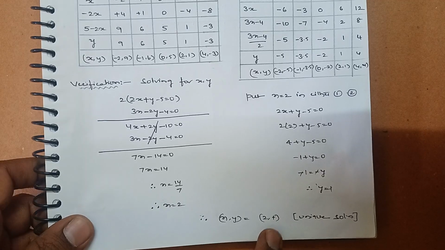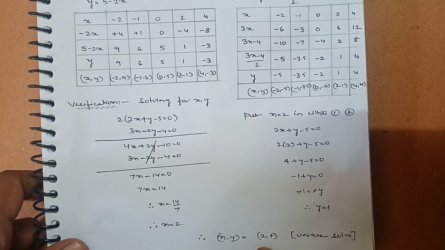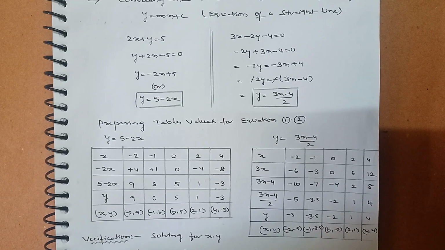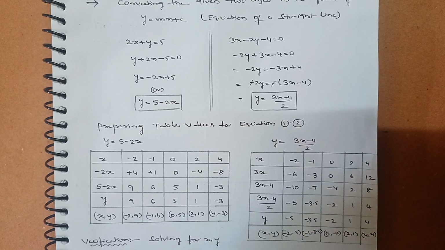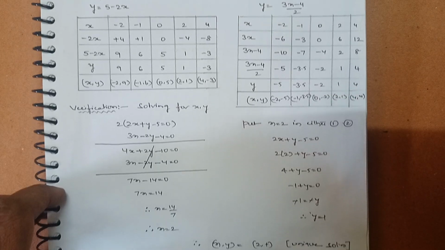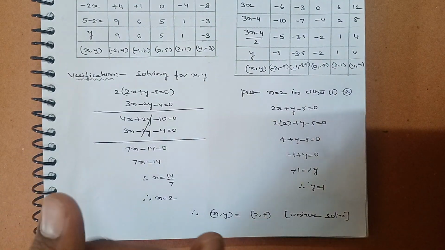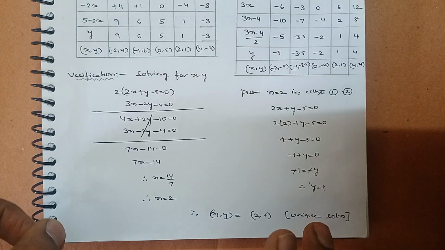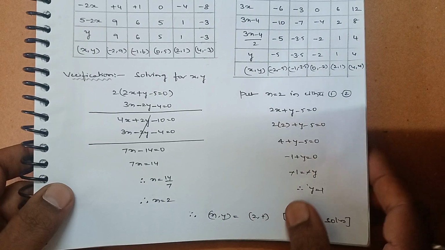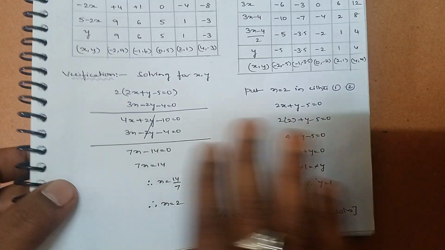So this is a common point. When you draw the graph, this is a common point. These two lines meet at this point. That is the meaning of this. We got 2 comma 1, no? At this point these two lines meet, these two lines touch. Let's check in the graph paper, guys.